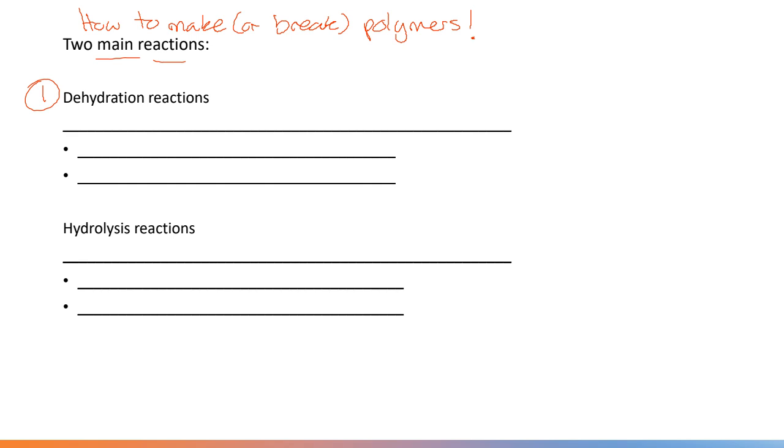Number one, dehydration reaction. Dehydration reaction is going to link two monomers together. Okay, so these dehydration reactions bring monomers together to make a larger molecule. In other words, a polymer. And what happens during dehydration reactions? I'm going to put A and B.